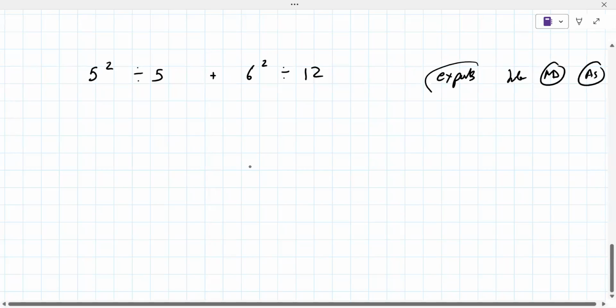Let's go 5 squared divided by 5 plus 6 squared divided by 12. Okay, so you always do exponents before multiplication and division, before addition and subtraction. So I want you to first tell me the value of 5 squared and 6 squared, please.